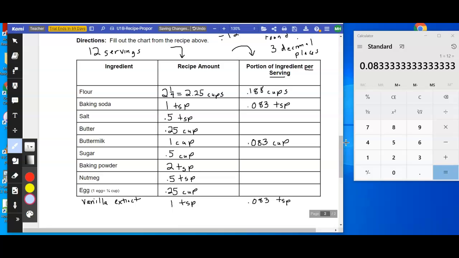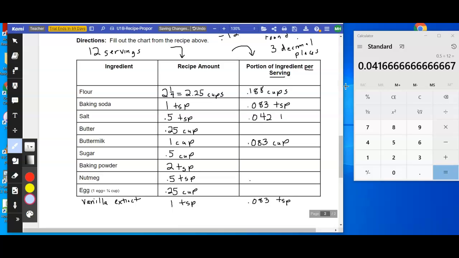All right, then we'll do salt. So salt is a half a teaspoon. So I'm going to go 0.5 divided by 12 equals 0.0416. So that would be 0.042 if I rounded it. So whenever you're rounding, you go to the third decimal place, which is how far I'm rounding, and I look to the right of that third place, and if the number is 5 or bigger, I make the third place go up 1. If it's less than 5, then I'll keep it the same. So anyway, this one does round up. So it's 0.042. And I'll go down to here.